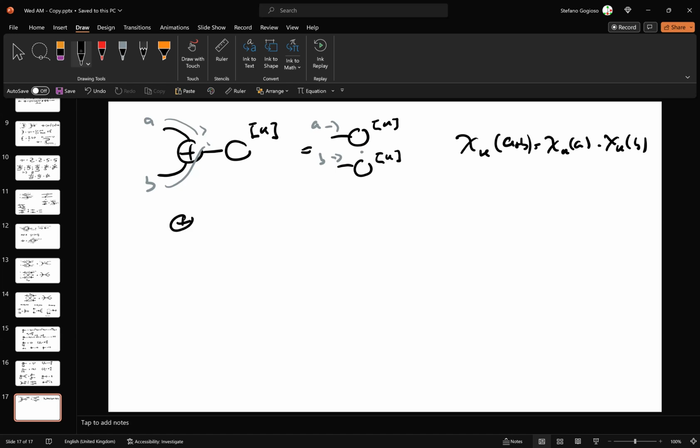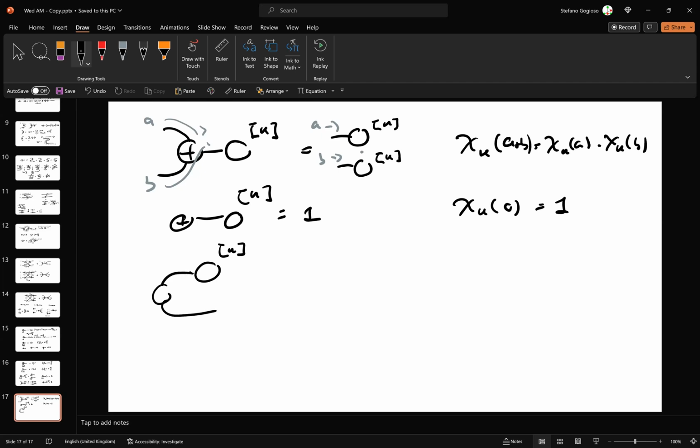And similarly, the rule that says that if I apply it to the unit, I get the scalar 1, is the statement that chi K of 0 is equal to 1. And then there's a third statement that you can derive, which says that if I take the character and I transpose it with the Z basis transpose, I get the adjoint of the character. And that's the same as saying that chi K of minus J is chi K of J dagger.